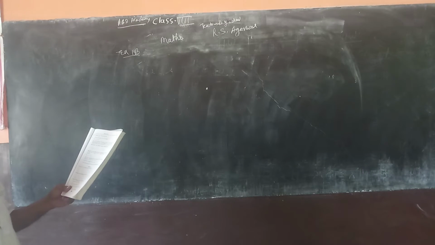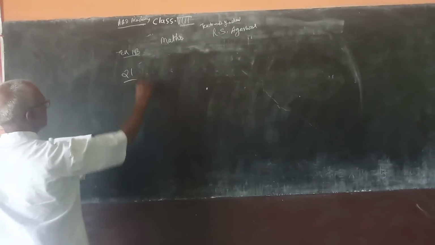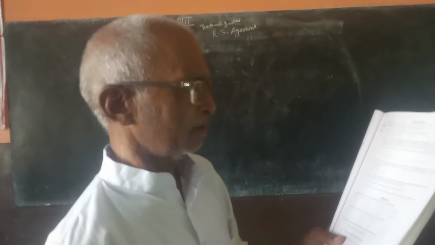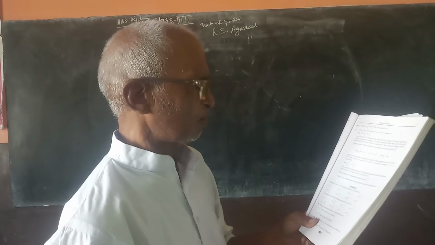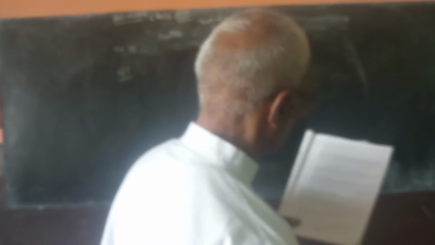Exercise 1B. Representation of rational number on number line. Represent each of the following numbers on number line. Question 1. Many questions, 8 parts are here. We have to represent the numbers on number line.